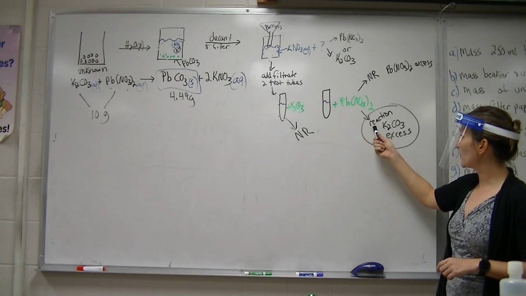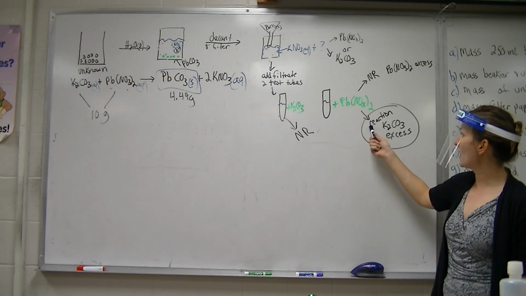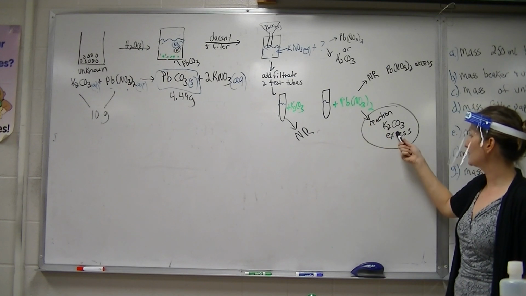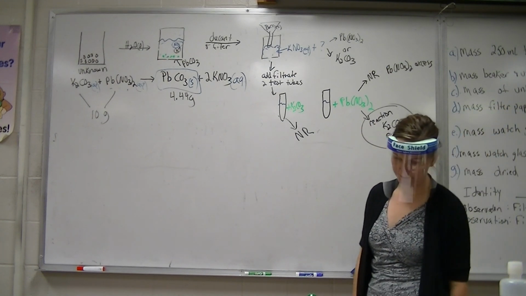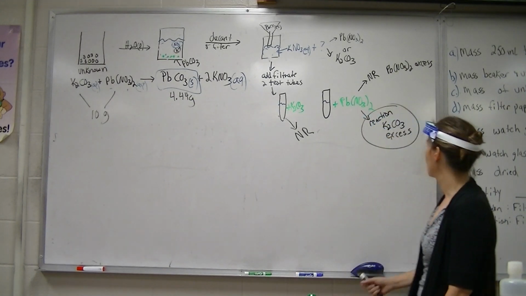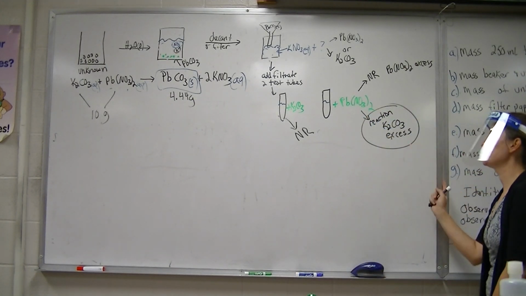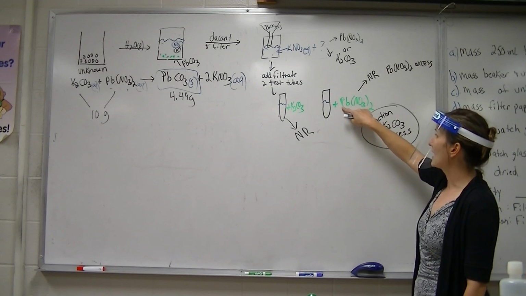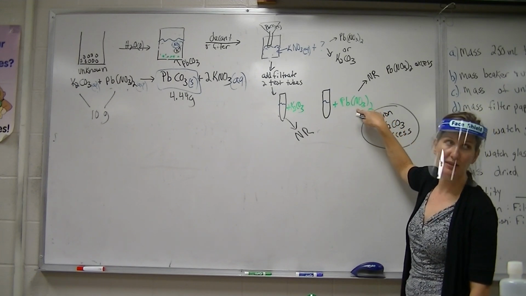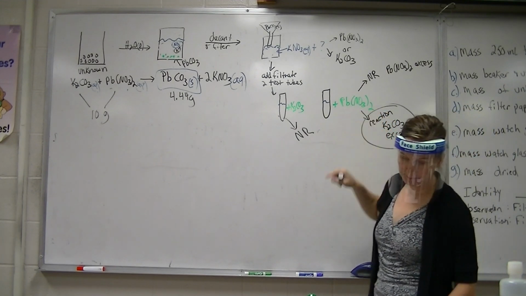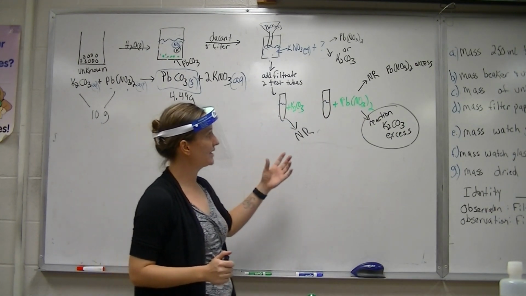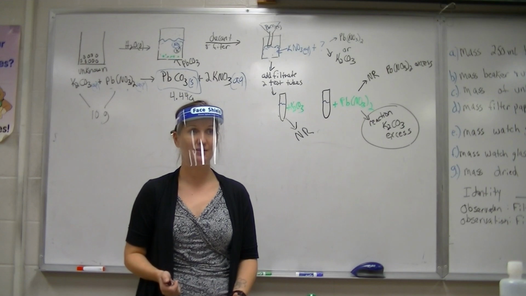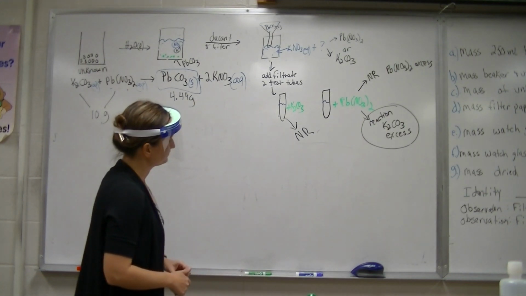So since they saw a reaction, they can figure out that there must be excess of the potassium carbonate. If the potassium carbonate is the excess, that means the other reactant, lead 2 nitrate, has to be the limiting. And this is important because you need to know which one's the limiting in order to do the next calculations.